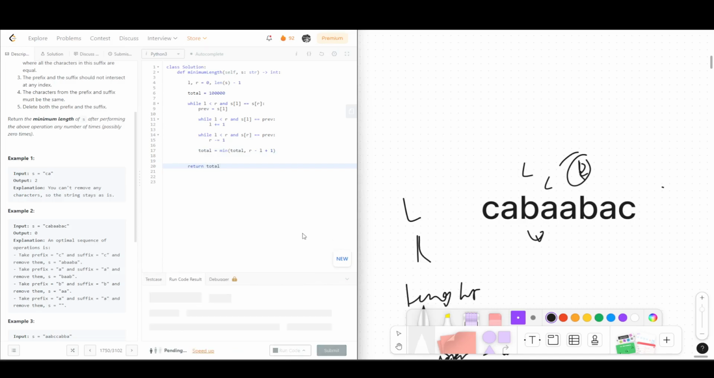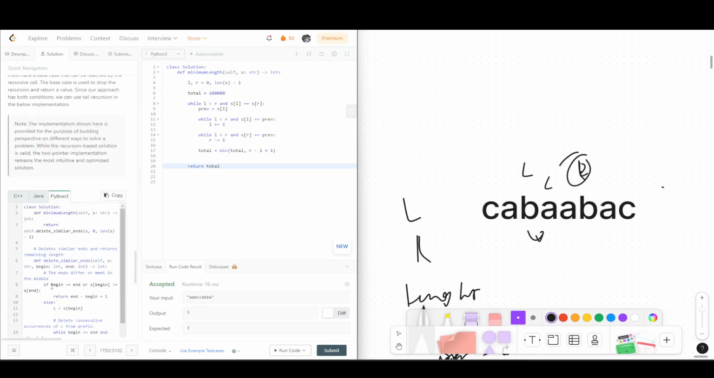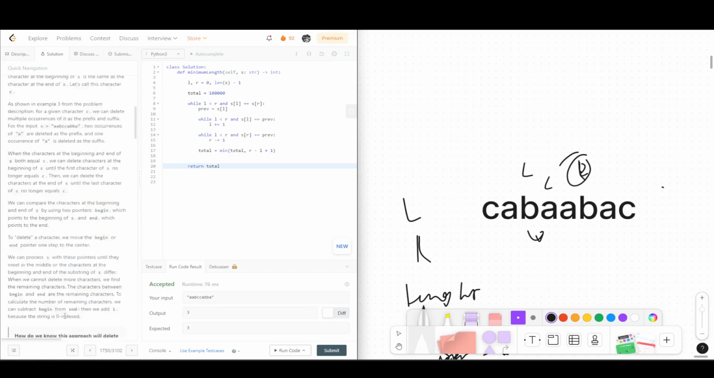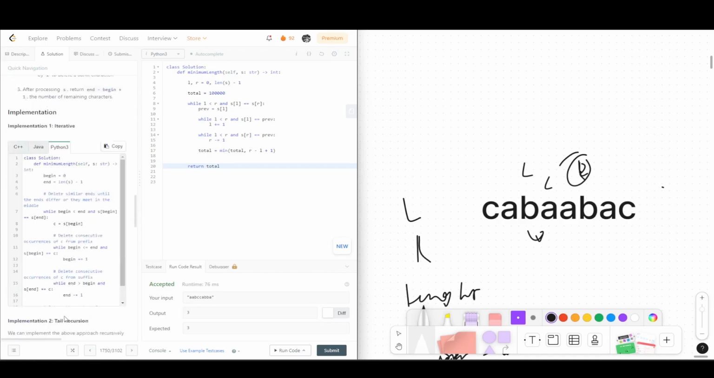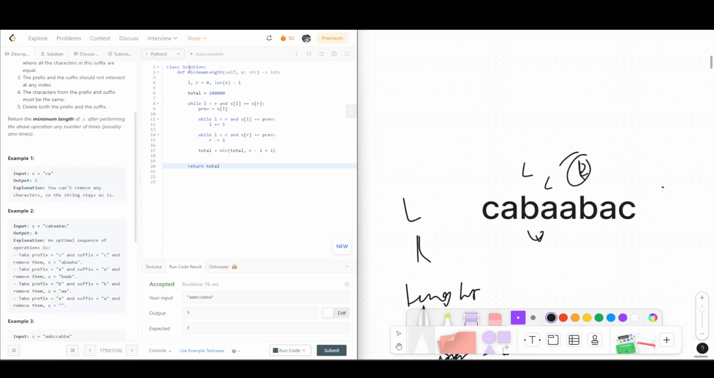And this should give you a two-pointer solution. I think it's a log of n. I think it should be a log of n or just n. Yeah, n. So it's a big O of n solution with no extra space that we need.